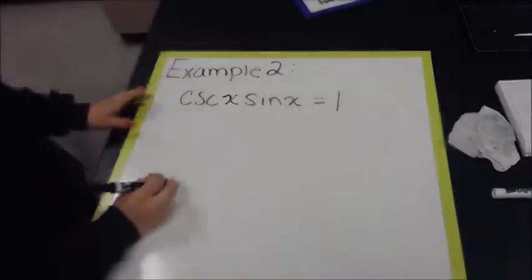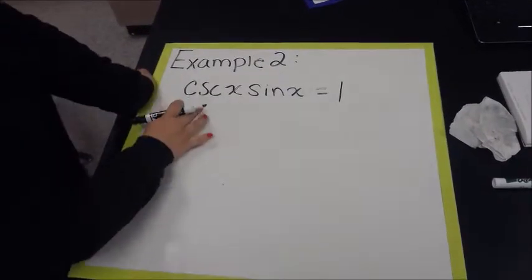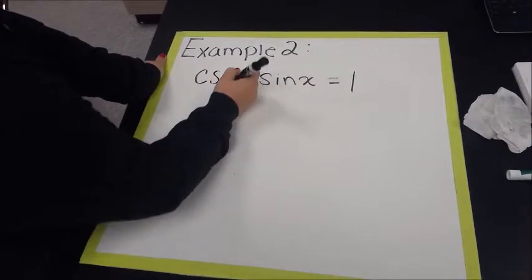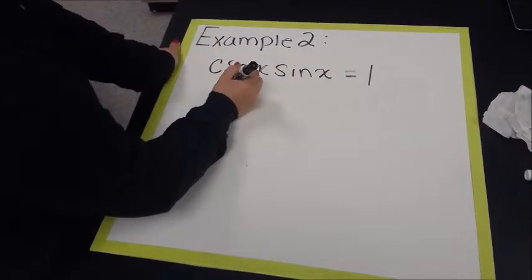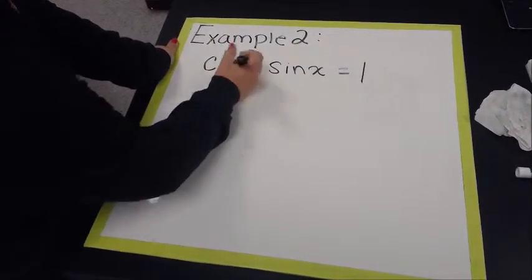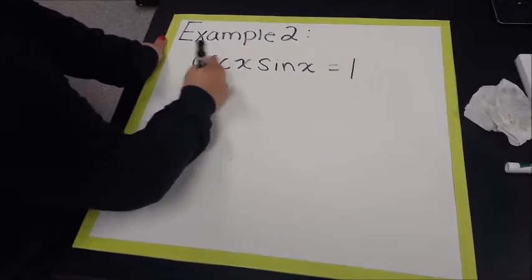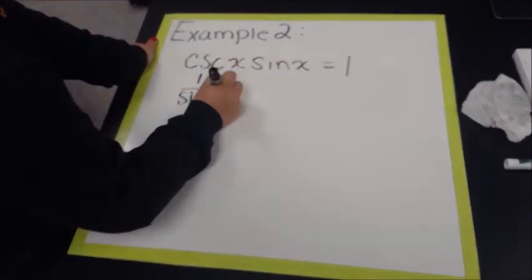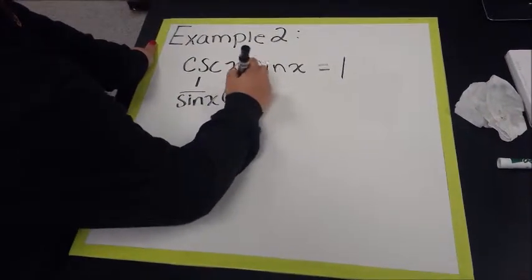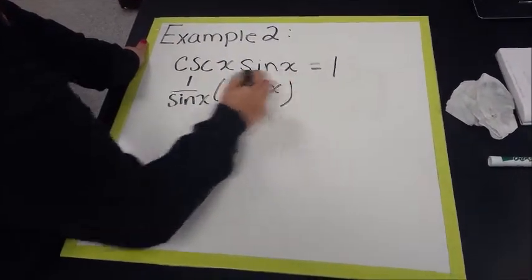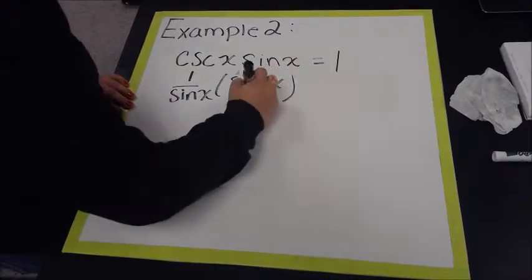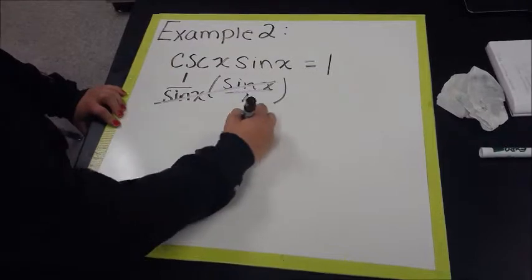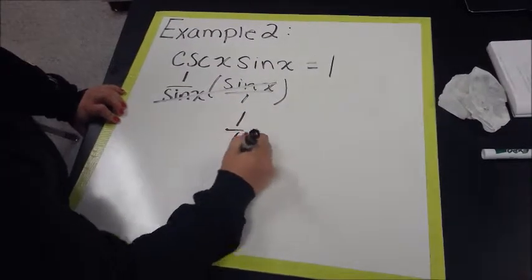And therefore that's all. So for example 2, we're going to try and make these two right here equal 1. So first we're going to start by replacing this with the reciprocal identity, which is 1 over sine x, and then we still times sine x. And this really is like over 1. And so the sine x just cancel out, and you're left with 1 over 1, which is equal to 1.